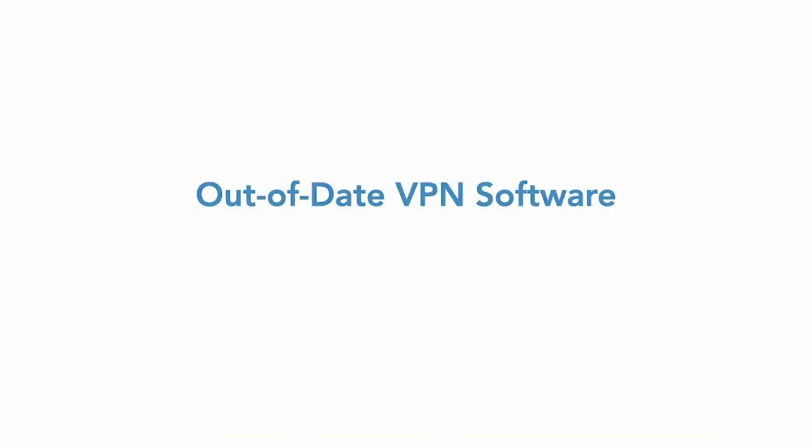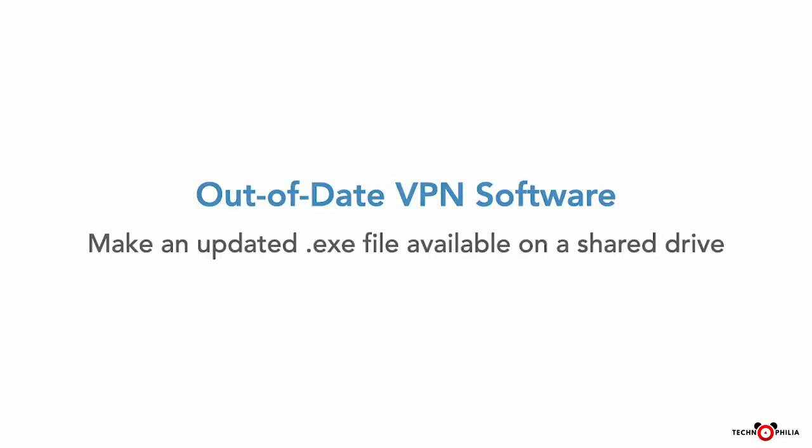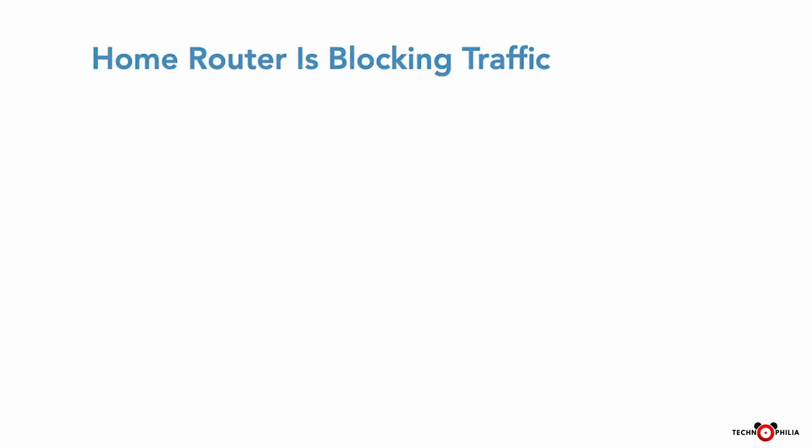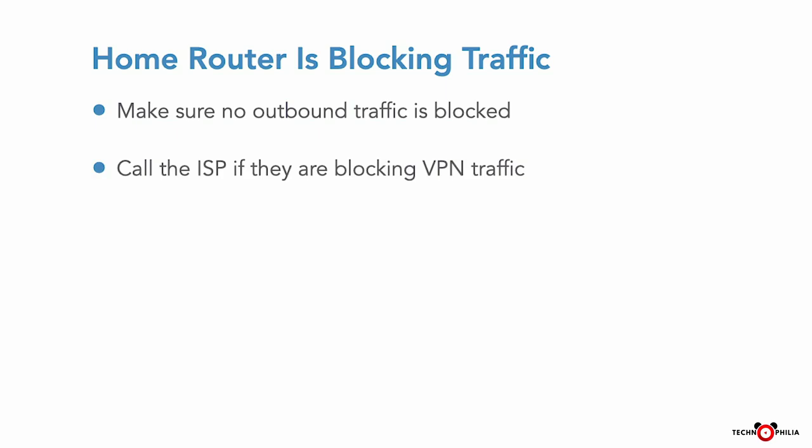Sometimes older VPN software hasn't been upgraded in a while, and a simple upgrade exe file made available on a shared drive can help. Many home routers will block outbound VPN, especially point-to-point tunneling protocol. You'll need to make sure no outbound traffic is being blocked. The ISP may also be blocking VPN traffic, so a quick call to the ISP will confirm that, and sometimes they'll open up the port if requested.